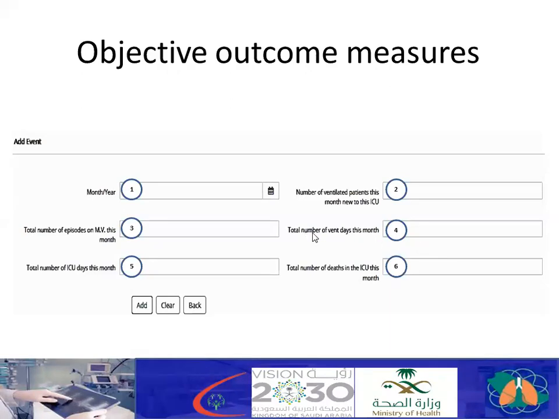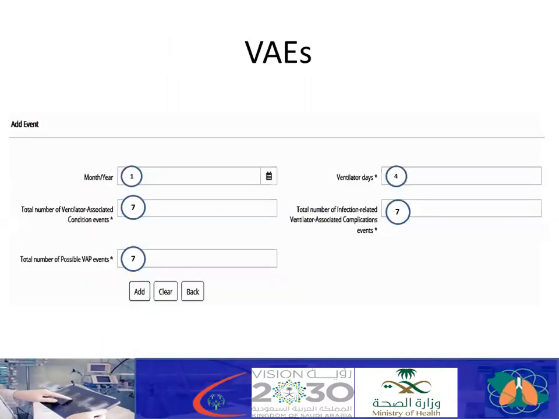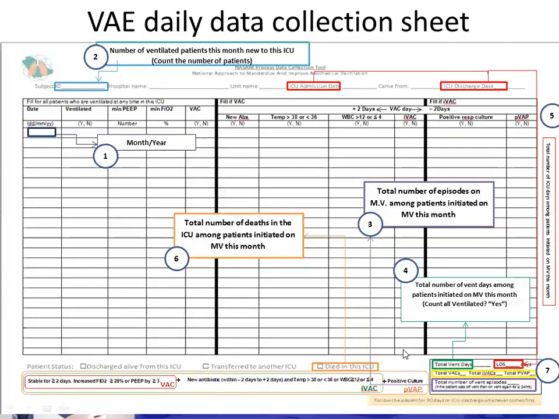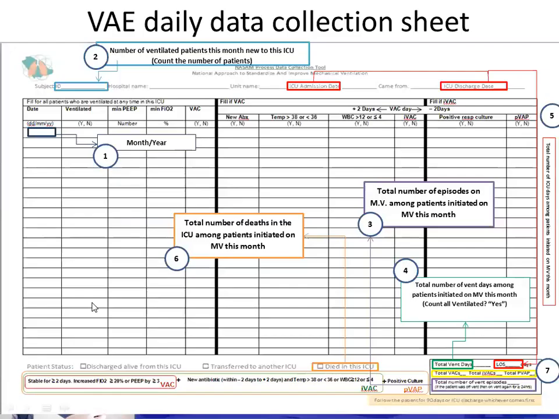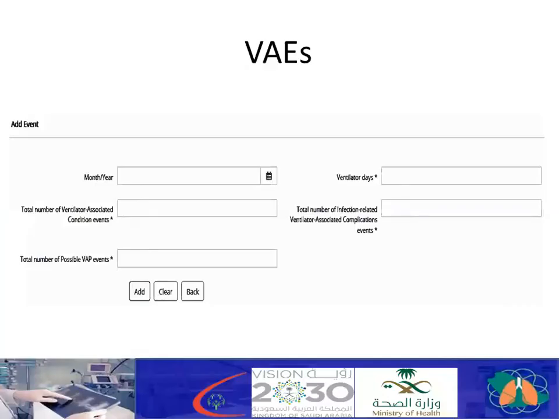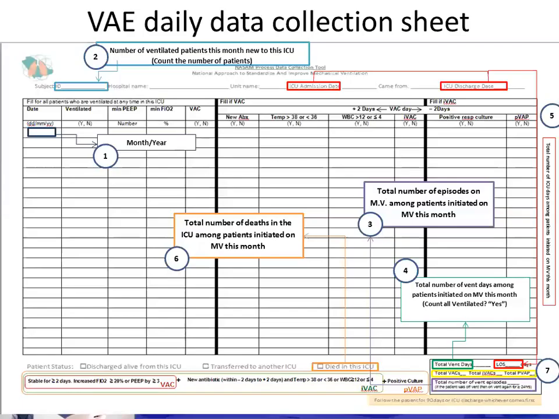Number 4, which is the total number of ventilator days this month. Again, I will go back to the sheet. So the total number of ventilator days, which is counting all of the ventilators. And again, this should be only for ventilated patients, even for 1 hour or 2 hours. But we don't count non-ventilated patients, as they will not be counted or measured in this website.